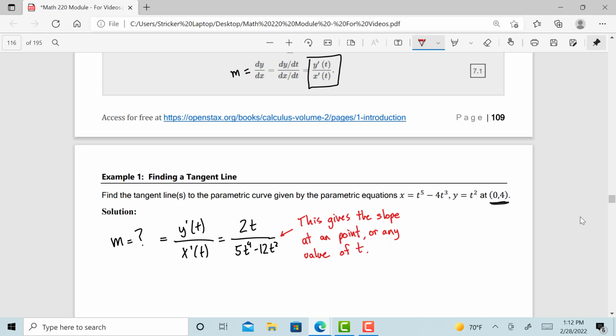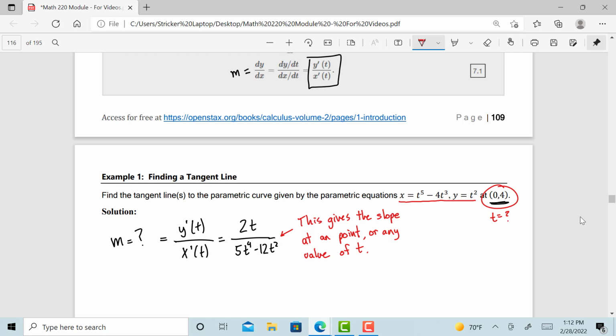So the next question is okay, that point we have right there, 0, 4, what's t equal to? Because I can't exactly plug 0, 4 into the slope formula. I can only plug t's in, right? So how does that correspond? How does 0, 4 for x and y correspond to t? Well, we only have one set of equations that gives a relationship between x and t and y and t, and that's our parametric equations.